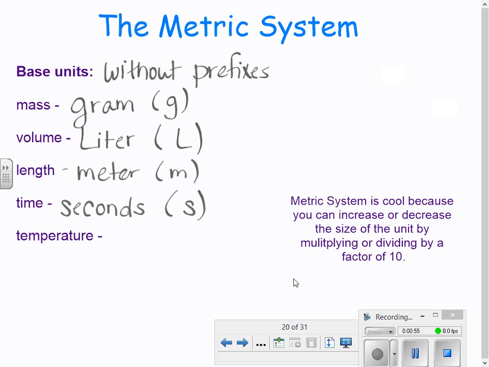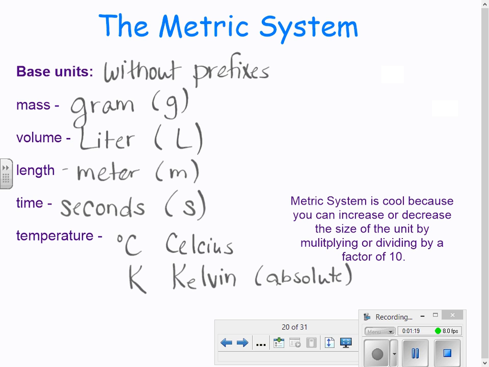Now temperature has two units that we could possibly use. These units don't even use prefixes. So we have degree C, which is Celsius, and capital K, no degree sign with this one, and this is the Kelvin scale. The Kelvin scale is an absolute scale, which means there are no negative values. Like absolute values, this would also be all positive values. And it's just a shift of the Celsius scale.